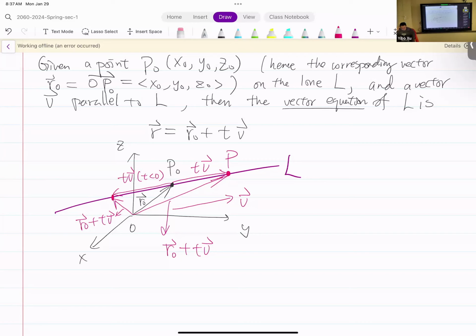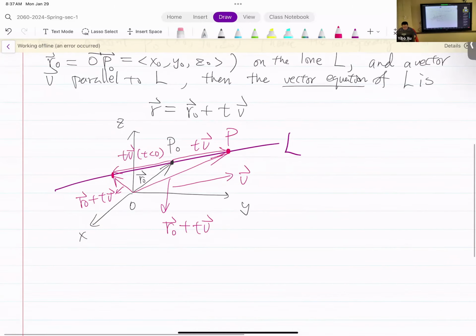Pretty straightforward, right? So now you see, as long as you have a point and the direction, you can define the line. So it's good. Okay, so now let's put down the components.